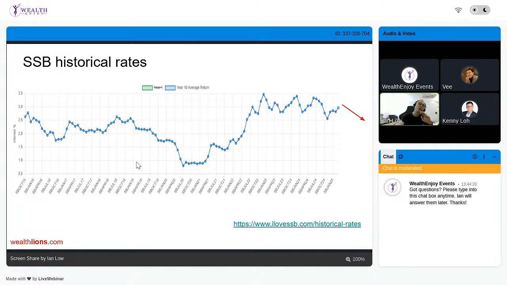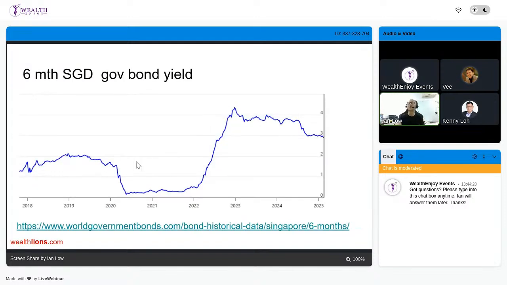So in case I forget, take a look at the current month's SSB rates. Apply before the end of the month. If you like it, go and apply because next month it will drop.